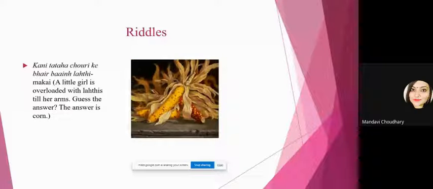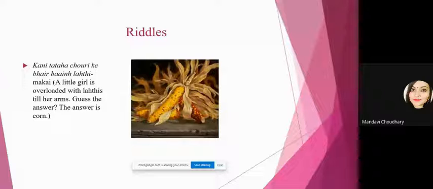So now moving ahead to riddles. In this particular riddle, corn is imagined as a woman's hand filled with lathis till her arms. Kani take chori ke bhair bhair lathi, makai, which can be translated as a little girl is overloaded with lathis till her arms. Guess the answer.